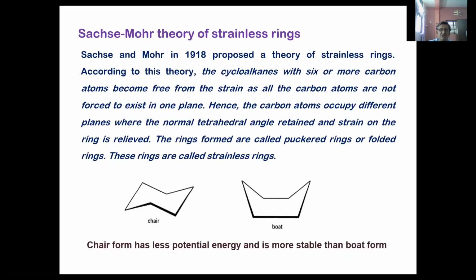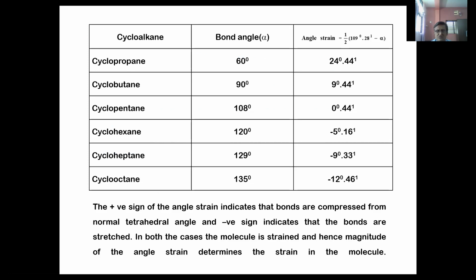So with respect to these values, which one is more stable? According to the postulates, the larger the angle strain, the higher the instability in the molecule. Of course, cyclopropane is highly unstable compared to cyclobutane. Cyclopentane is almost 0. But when you come to cyclohexane, again 5 is greater than 0. It would be expected that cyclohexane is highly unstable compared to cyclopentane, and even cycloheptane is highly unstable compared to cyclopentane.